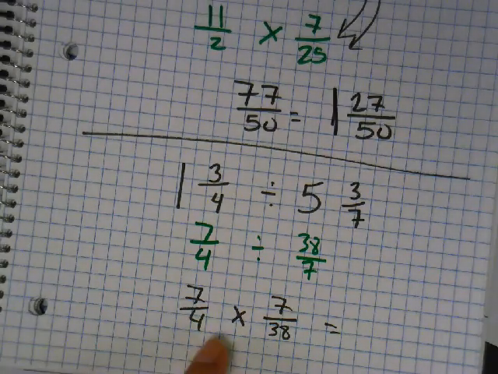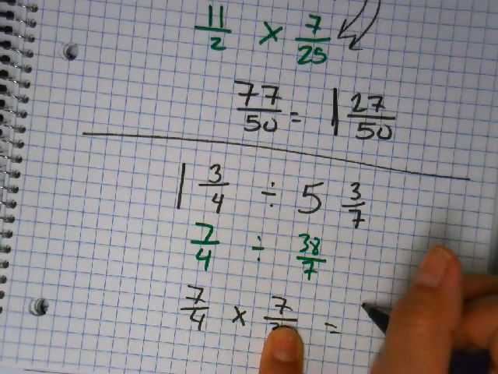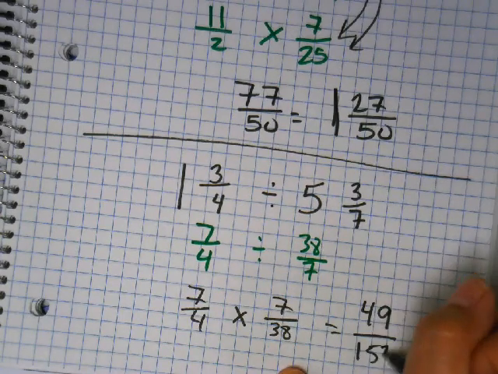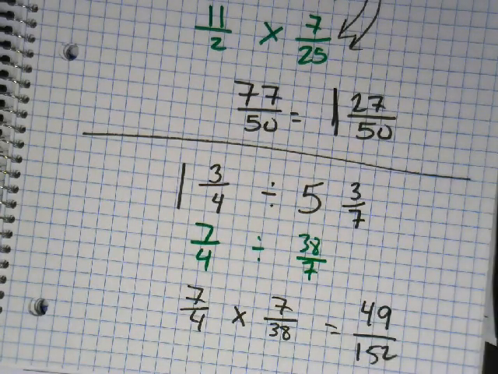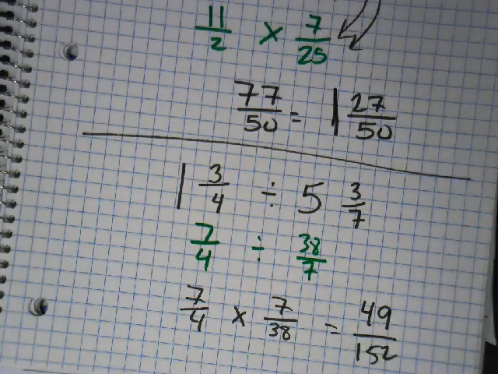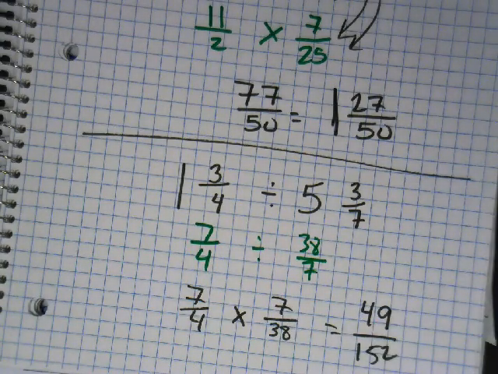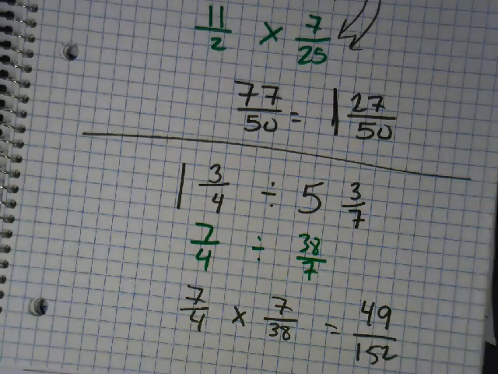Oh, you gotta multiply 7 times 7. 49. And then what's 4 times 38? 152. And then think. Does 3 go into 49? Let me check my multiplication chart. No, it doesn't. It goes into 48. What goes into 49? Nothing, right? Is there any number that goes into 49? 7. Oh, 7. Okay.